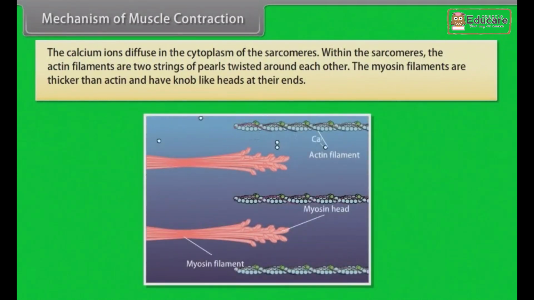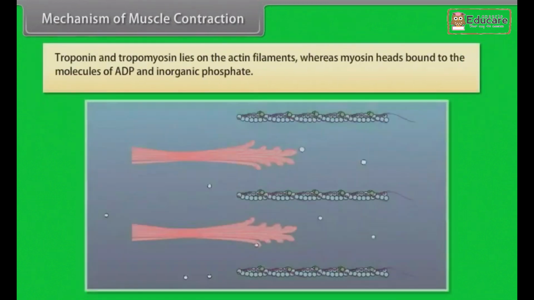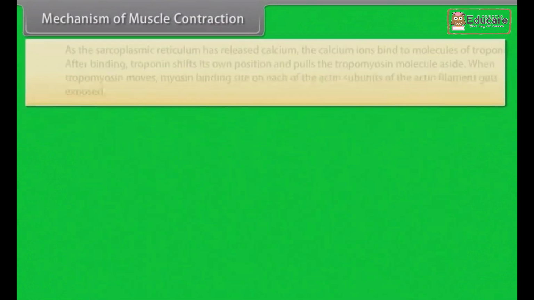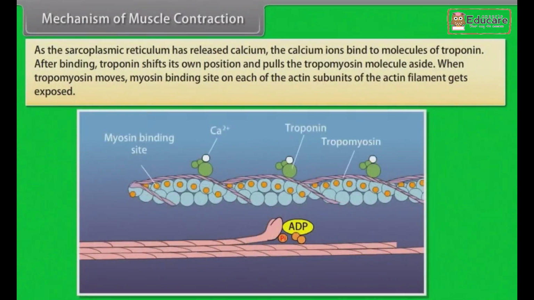Within the sarcomeres, the actin filaments are two strings of pearls twisted around each other. The myosin filaments are thicker than the actin and have knob-like heads at their ends. Troponin and tropomyosin lie on the actin filaments, whereas myosin heads bound to the molecules of ADP and inorganic phosphate. As the sarcoplasmic reticulum has released calcium, the calcium ions bind to the molecules of troponin.